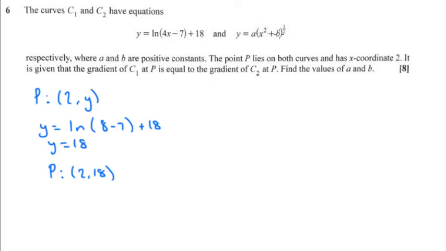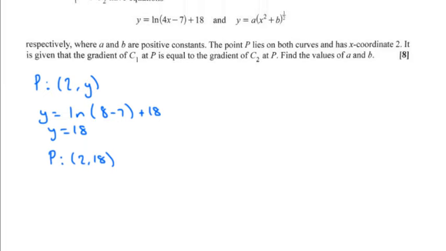So we can sub that into here now and get hopefully some sort of relationship for a and b. We know that we're going to get 18 when we sub in the P point here. We're going to get 2 squared, so that's 4, plus b, to the power of a half. Or we could write that as a times the root of 4 plus b. So that's as far as we can go without reading on.